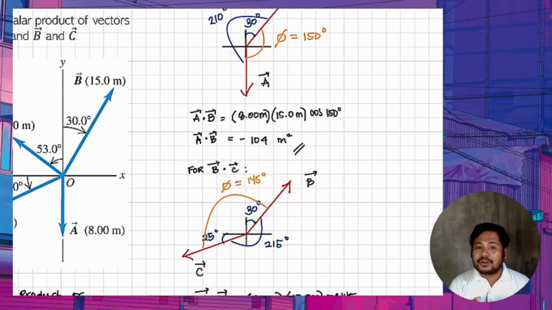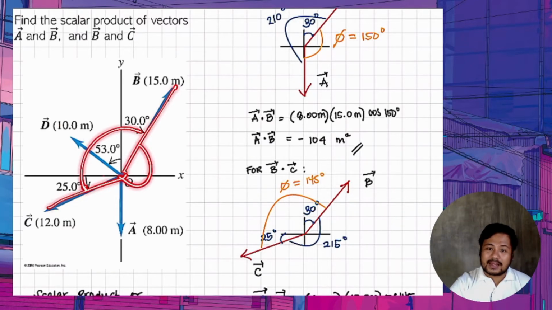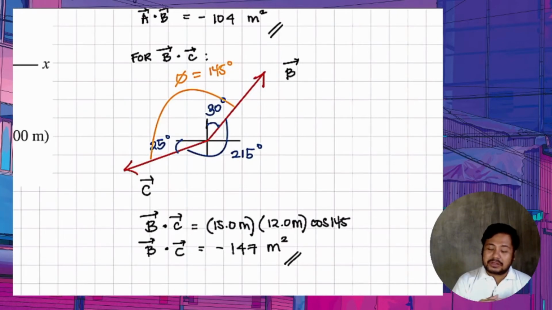Next is the dot product of B and C. So two vectors again. This is your B and this is your C. You have two angles here, and we have to take note of the smallest angle. So this should be that one. By illustration, we should be using 145 degrees. So B dot C is equal to 15, the magnitude of B, times 12, the magnitude of C, times cos 145. And we got negative 147 meters squared. That is now our dot product.